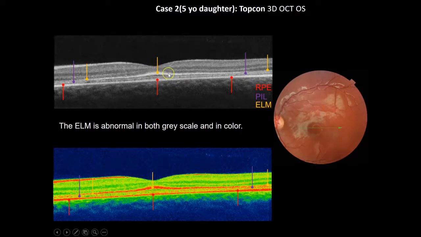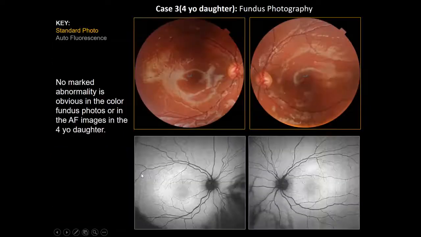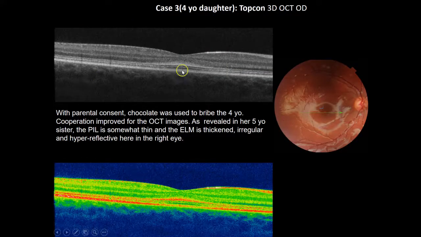So that line here in a normal should be extremely thin. It should be about 5 to 10 times as thin as the PIL, the photoreceptor integrity line, but hers is actually thicker. And it's the first time I've actually seen that. Here we're seeing it in grayscale, here we're seeing it in color below, and it's very obvious that the external membrane is thicker than it's supposed to be. That's the left eye. She has the same finding in the right eye. And then we had the opportunity of looking at her younger sister, the 4-year-old. And the 4-year-old also had an abnormality on the OCT.